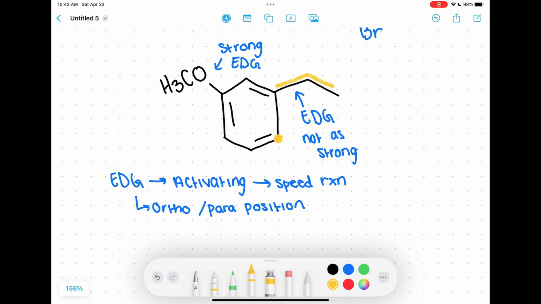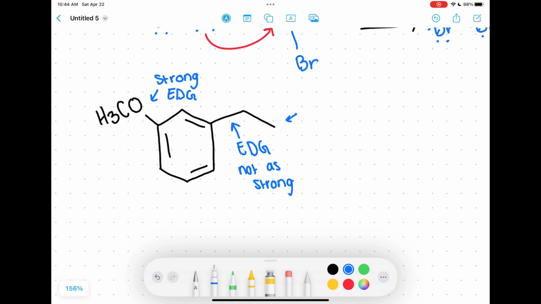Now let's take a look at the ethyl group. The carbons highlighted in yellow represent the ortho position because they are one carbon away from that group. And then the fourth carbon from that group is going to be the para. Disregard that yellow arrow that says para, that is incorrect, it is ortho. Alright, let's take a look at the ethyl group one more time. It appears to be slightly bulky.